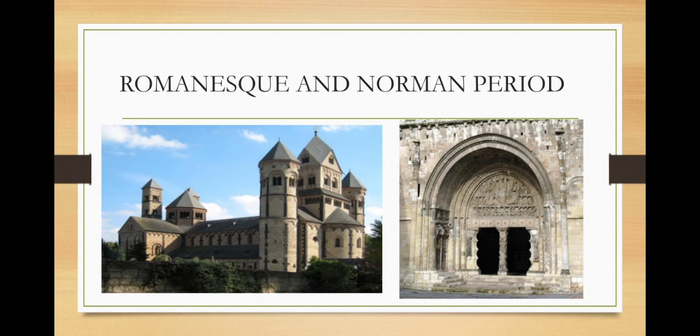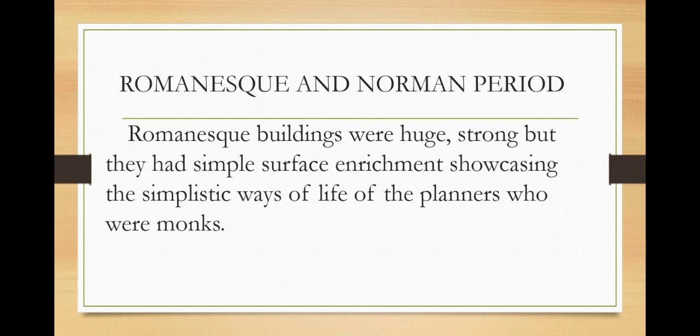So what did they build in the Romanesque and Norman period? Castles. And one of the characteristics is the structural form with window and door opening design with semicircular arc top sections. Here are some pictures. Romanesque buildings were huge and strong, but they had simple surface enrichment, showcasing the simplistic way of life of the planners who were monks. So what they built was simple but big. A castle is really big, right, huge.